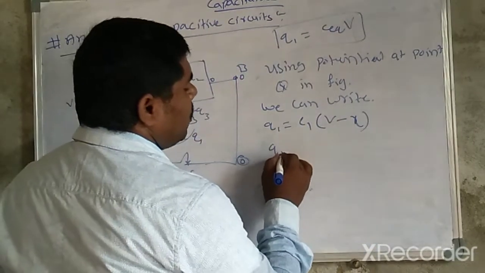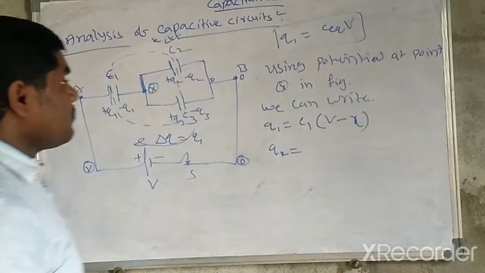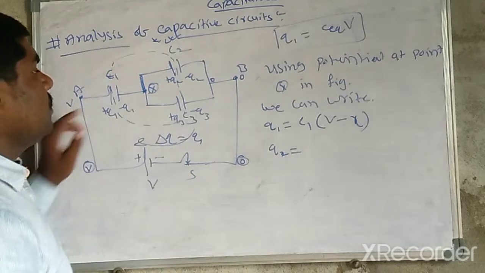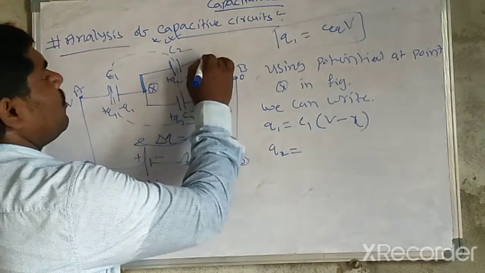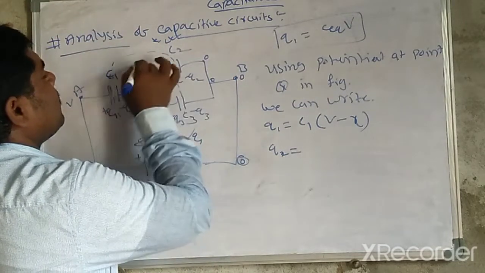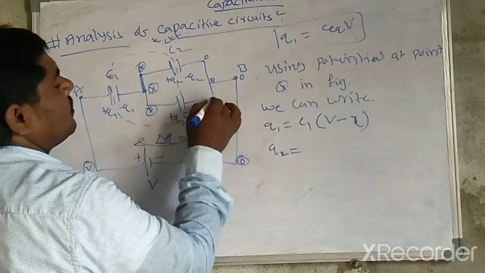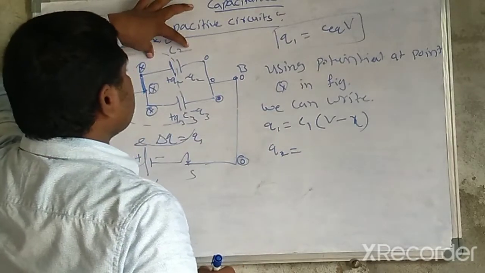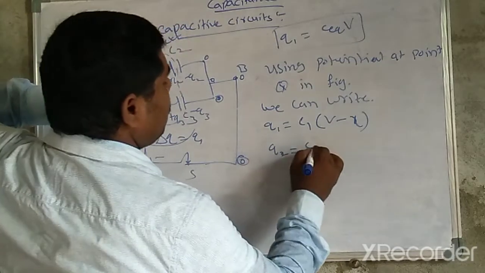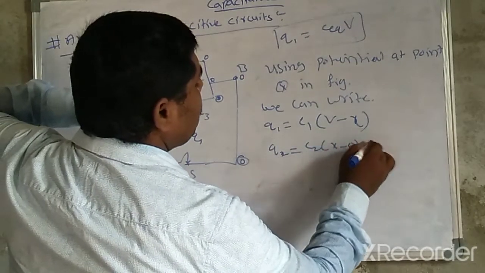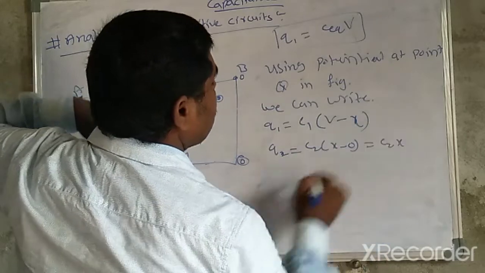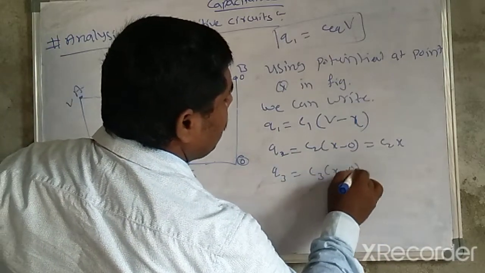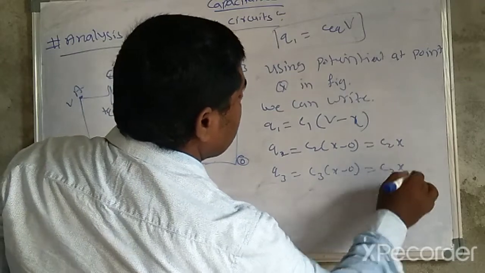So similarly Q2 is equal to, here the 0, here the X. So here the 0 and here the X. So here also X, here the 0. So at C2, here the charge Q2 is C2 into X minus 0, equal to C2X. Similarly Q3 is equal to C3 into X minus 0, equal to C3X.